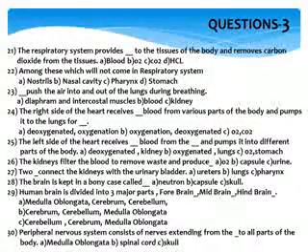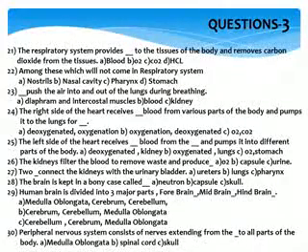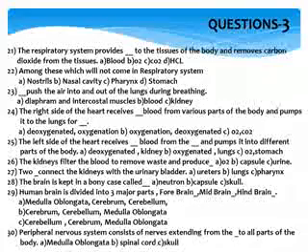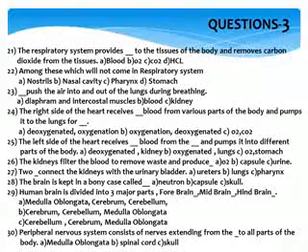Among these, which will not come in a respiratory system? Nostril, nasal cavity, pharynx and stomach. In the respiratory system, air enters through the nose, the nostril, nasal cavity, pharynx, then it reaches the lungs. So here the answer is D, stomach, which will not take place in a respiratory system.